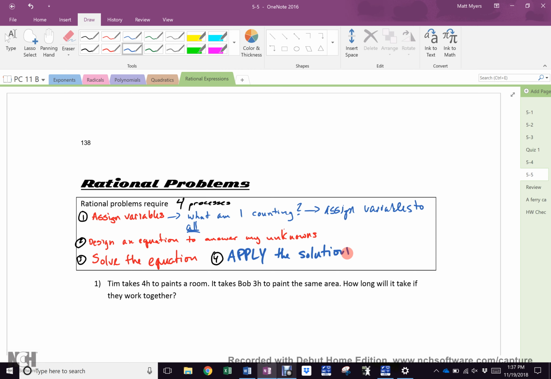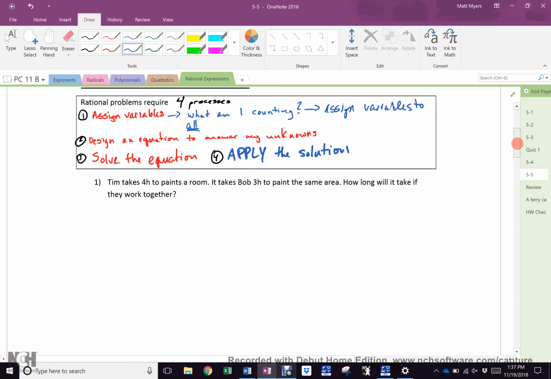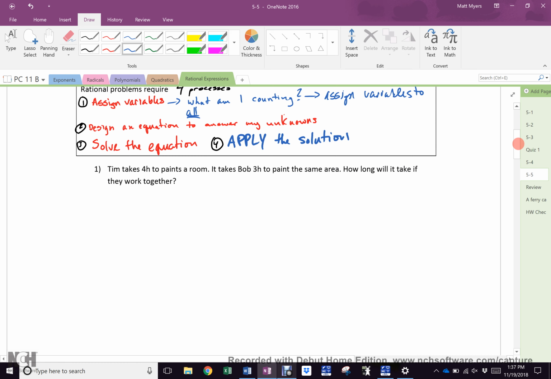Okay. Let's do it because we're brilliant and we can figure this out. Tim takes 4 hours to paint the room. Nice typing, Myers. It is my fault. That's why I just said nice typing, Myers. Man, I even insult myself faster than you guys do. All right. Tim takes 4 hours to paint a room. Takes Bob 3 hours to paint the same area of room. How long will it take to work together?